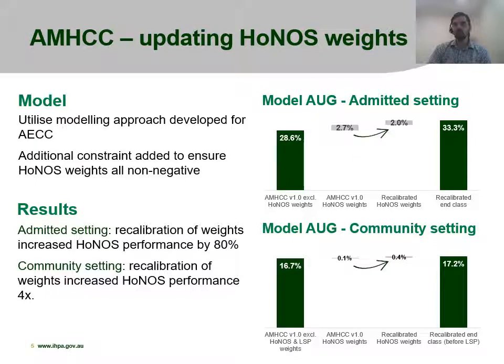For the Australian Mental Health Care Classification, we assessed the effect of recalibrating the HoNOS instrument weights and N-class thresholds using national data. The modelling considerations were largely the same as for the AECC, and so we utilised the same modelling methodology as a result. An additional constraint was added to the models to ensure that the weights for all HoNOS instruments were non-negative, meaning an increase in the score for any HoNOS instrument could not result in a decrease in the calculated complexity.